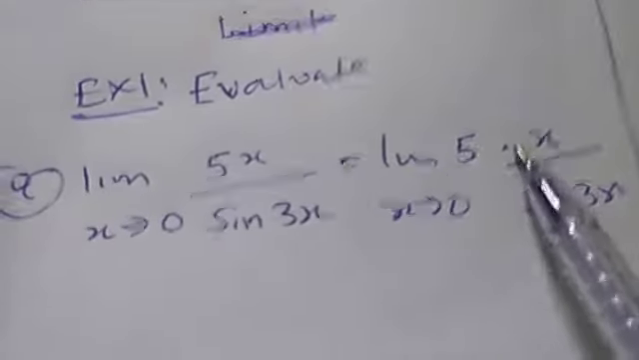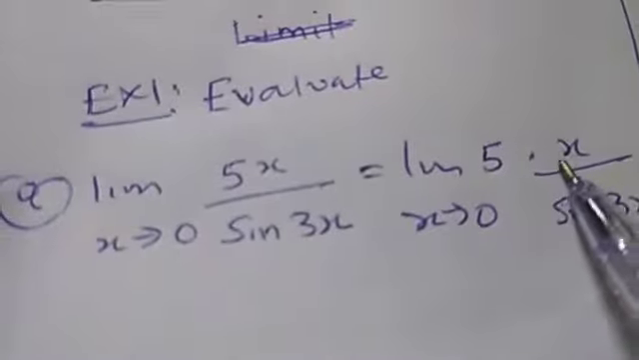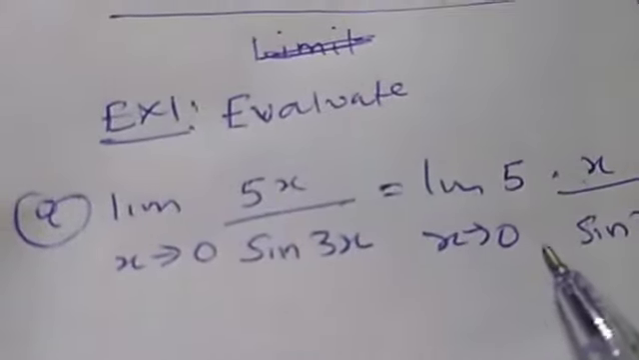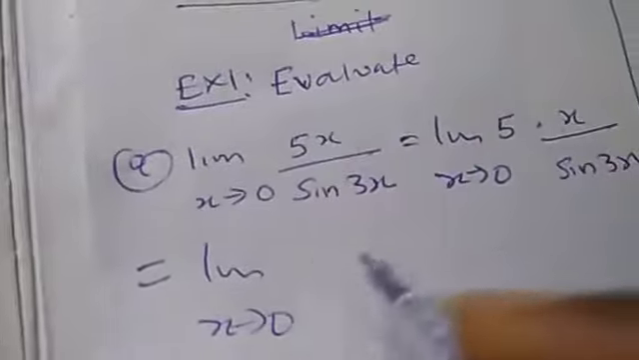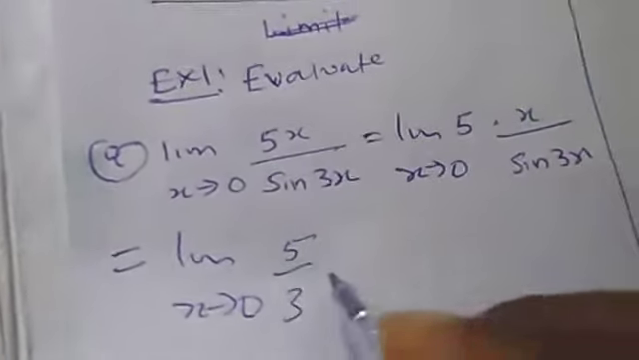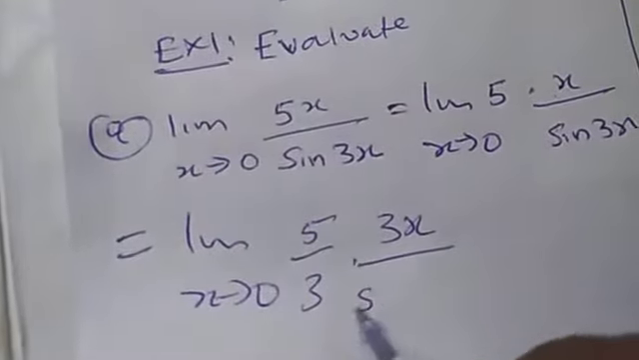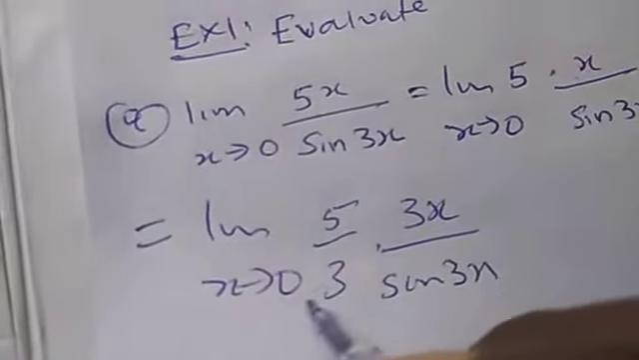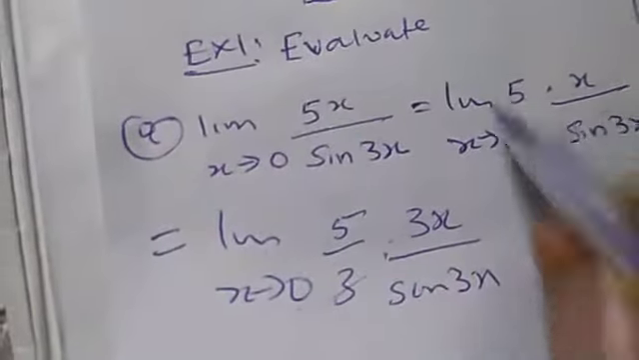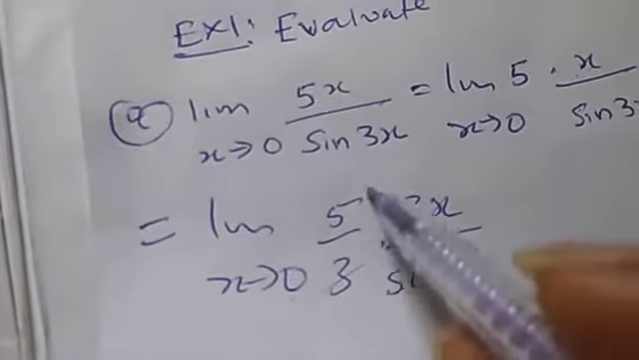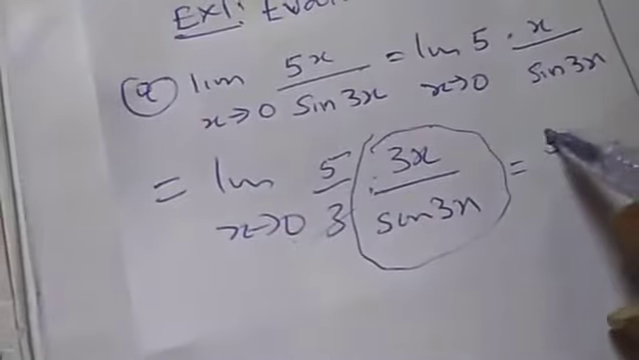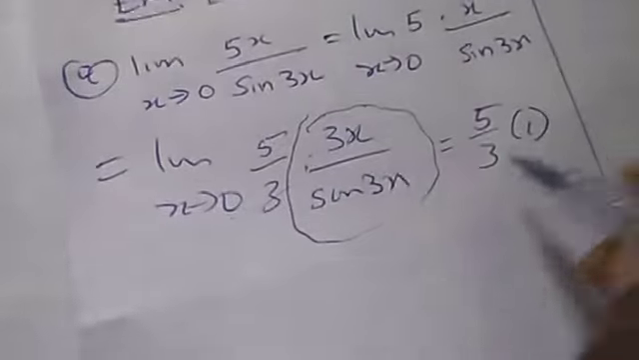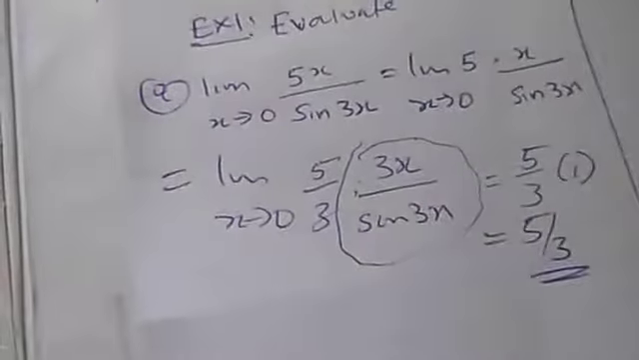But what I have here is x. So what I will do is that I'll put 3 there. If I put 3 there, I'll put 3 here too, so that I will have limit of x tends to 0, 5 over 3. I'll put 3x there and I'll put 3x here, so that if I cancel this, it will still be what is here. So the whole of this is now 1, so my answer is just 5 over 3 times 1. So the limit is 5 over 3. As simple as ABC.